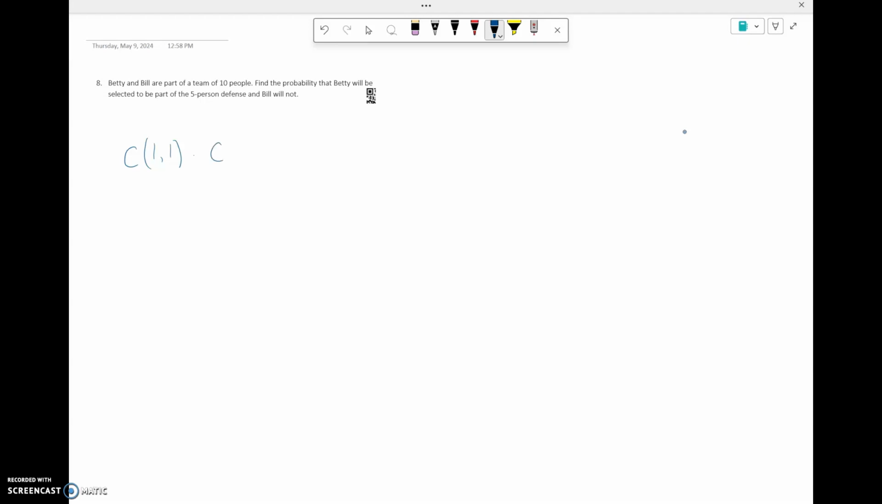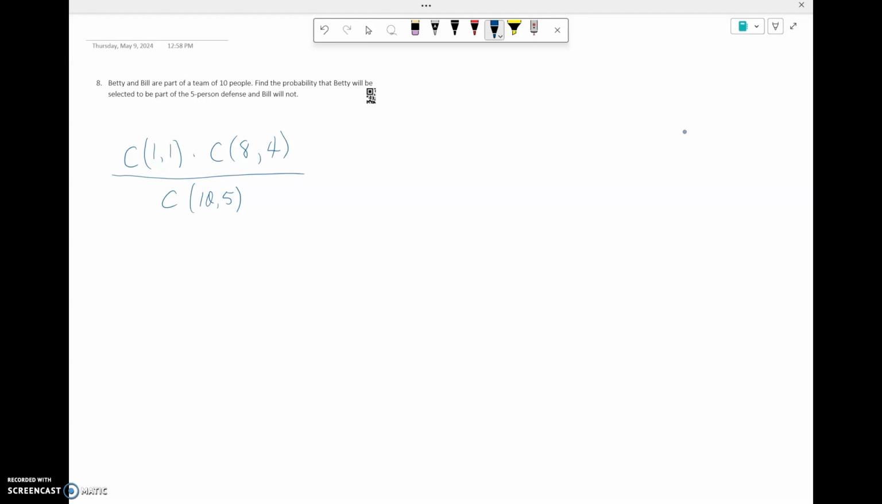I'm going to choose 4 people for the rest of the team, but those people are being chosen from not Betty, not Bill, and so that means we're taking 2 people out of the mix, so there's 8 choices to choose from. And so for this, out of the total possibility of 10 people choosing 5 of them, we're still sticking with that idea of desired over total.